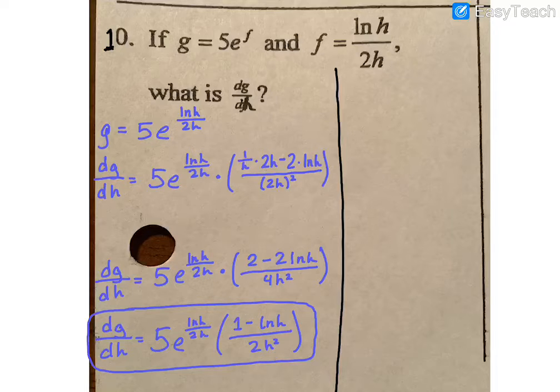Okay, so the other option is to go ahead and take each derivative individually and then put them together in the end. Meaning, if I start with g equals 5e to the f, this is a g equation defined in terms of f. So that means when I take the derivative, I'm finding dg df. And the derivative of 5e to the f remains 5e to the f. For the other equation, f equals natural log of h over 2h. This is an f equation defined in terms of h. So that means when I take the derivative, I'm finding df dh.